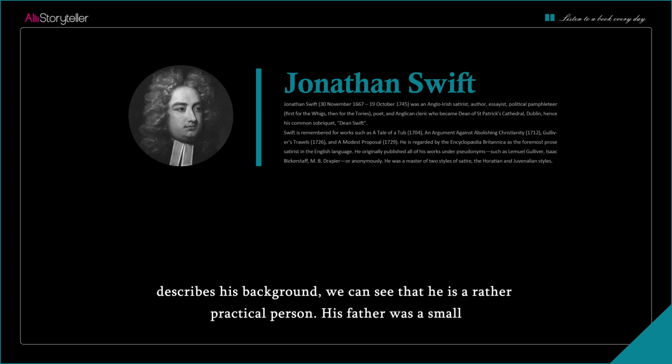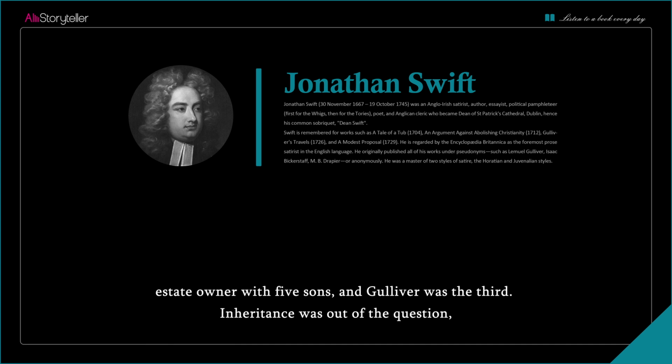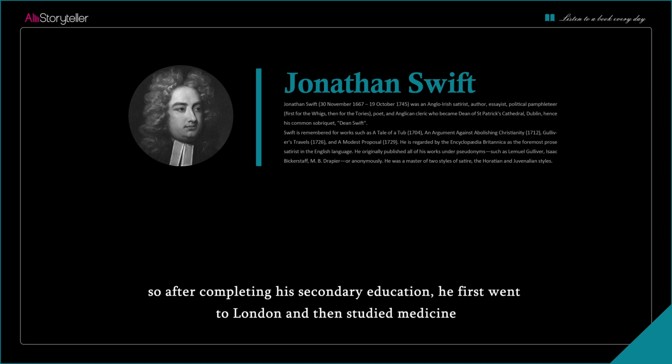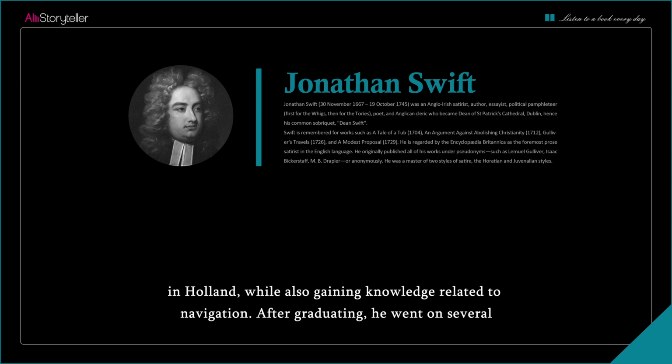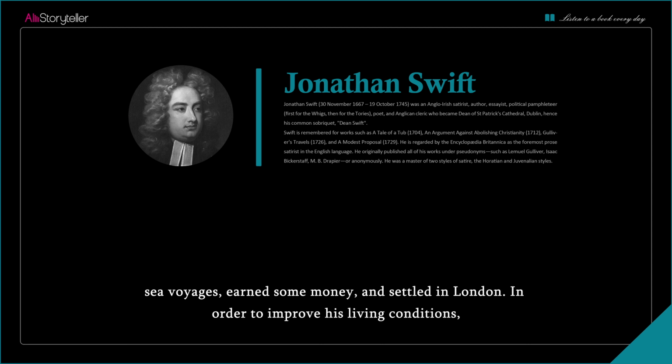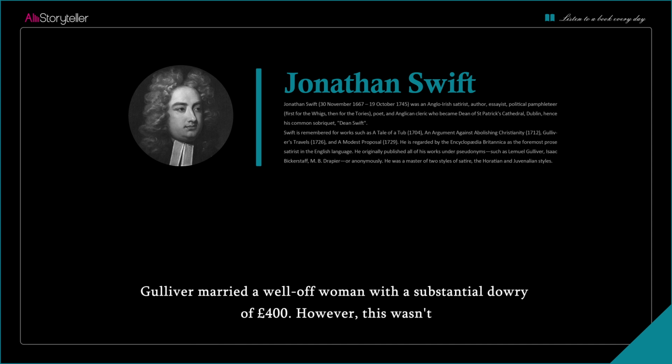From the 2 pages where the protagonist Gulliver describes his background, we can see that he is a rather practical person. His father was a small estate owner with 5 sons, and Gulliver was the third. Inheritance was out of the question, so after completing his secondary education, he first went to London and then studied medicine in Holland, while also gaining knowledge related to navigation. After graduating, he went on several sea voyages, earned some money, and settled in London.